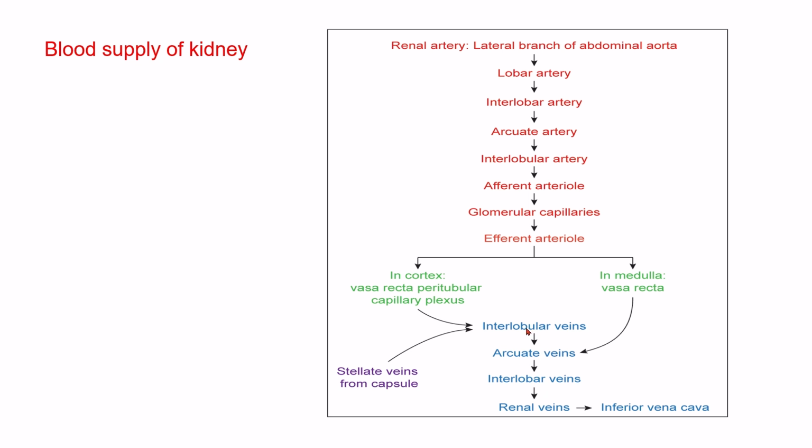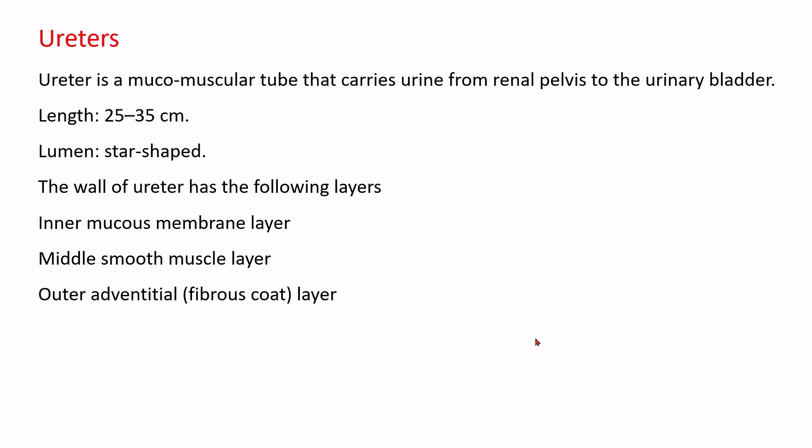Ultimately, the interlobular veins drain into arcuate veins, then interlobar veins, lobar veins, and segmental veins, then the renal veins, and directly into the inferior vena cava. This concludes the vasculature of the kidney.